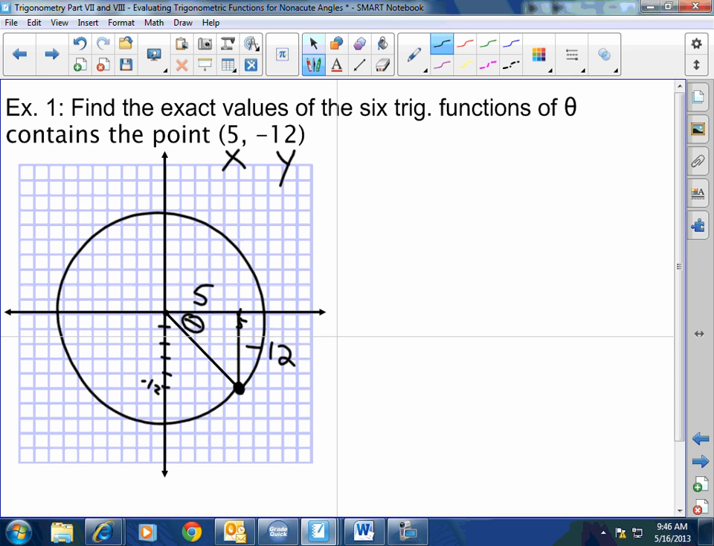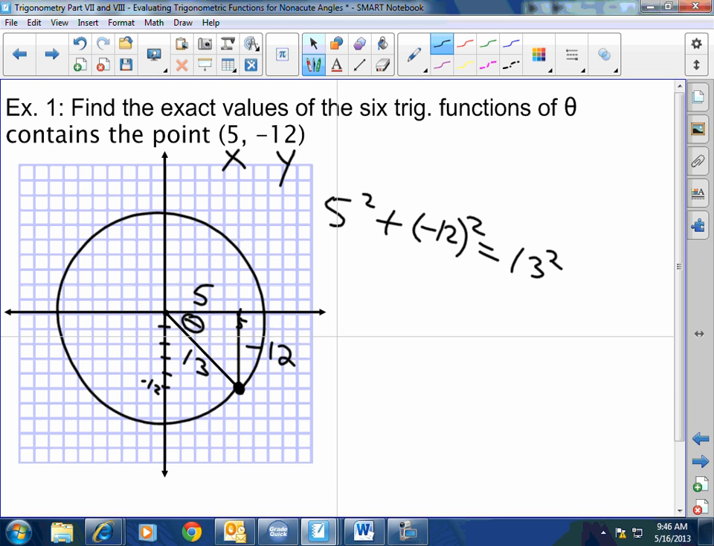So I want to find the exact trig values. Yes, Pythagorean theorem, or you could have learned your Pythagorean triples. What would this be? 13. Very good. It's a 5, 12, 13 triangle. Yes, because remember, even if it's negative, 5 squared plus negative 12 squared is still going to equal 13 squared, sir. Because negative 12 squared is 144.